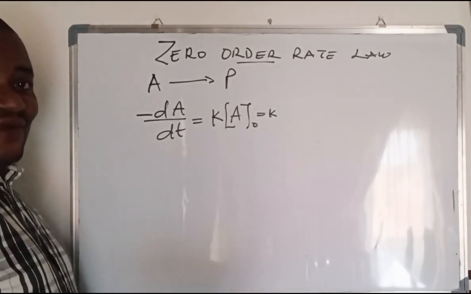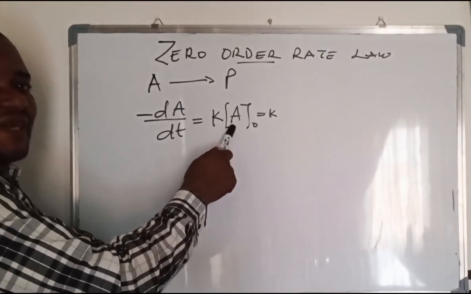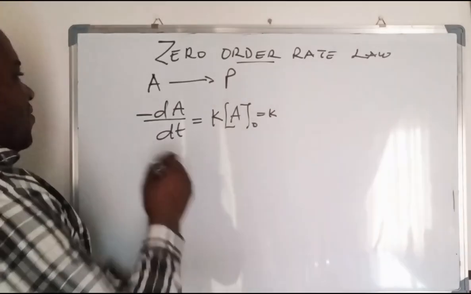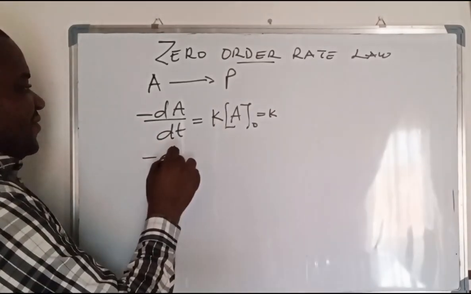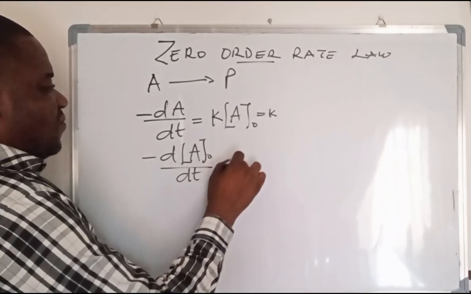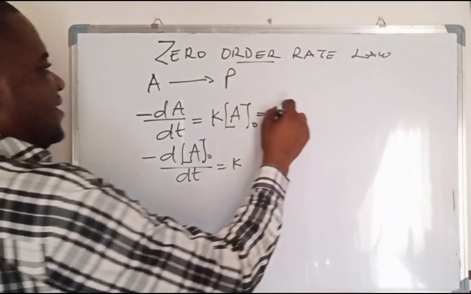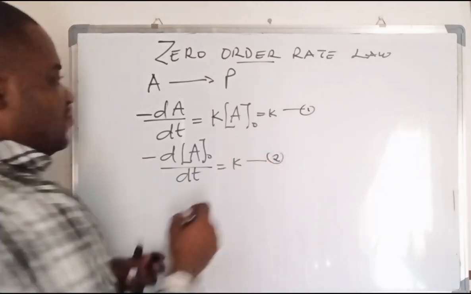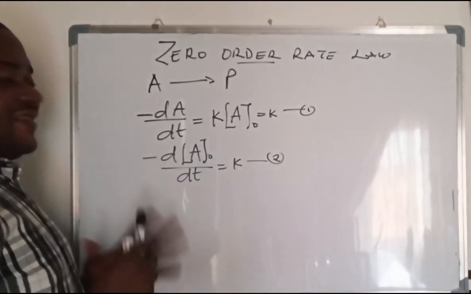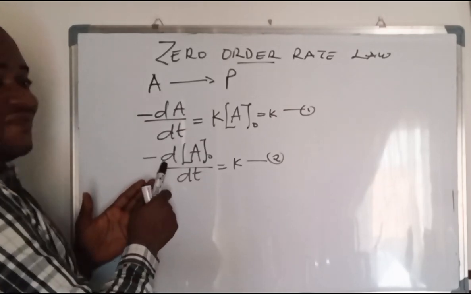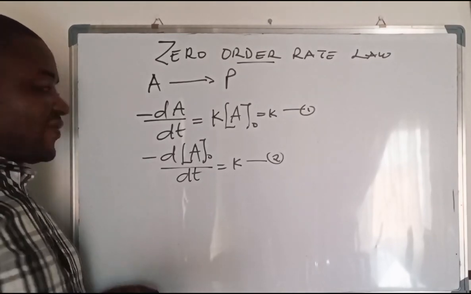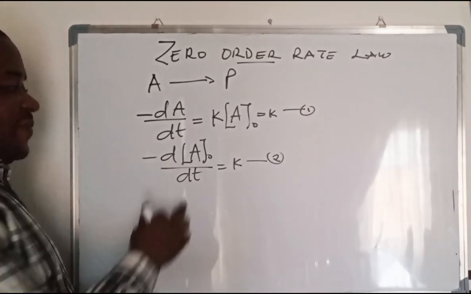So we rewrite this equation to carry this particular letter over here. So we write the equation. We'll have minus d[A]/dt equals k. By this, now this is our equation 1 and this is our equation 2. By this equation, we have been able to define the fact that we are differentiating the reactant concentration at zero order with respect to t.